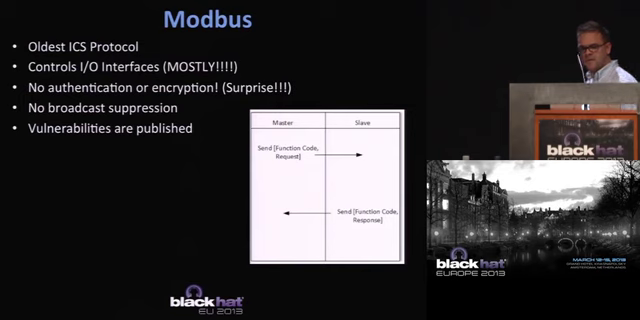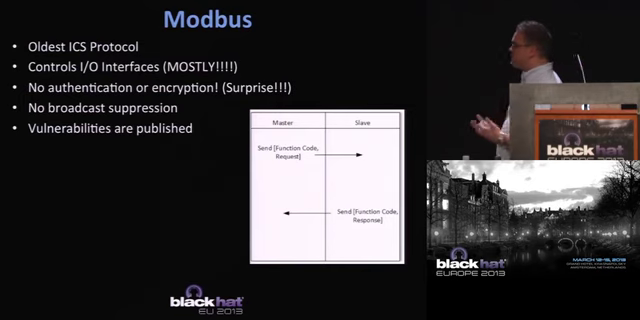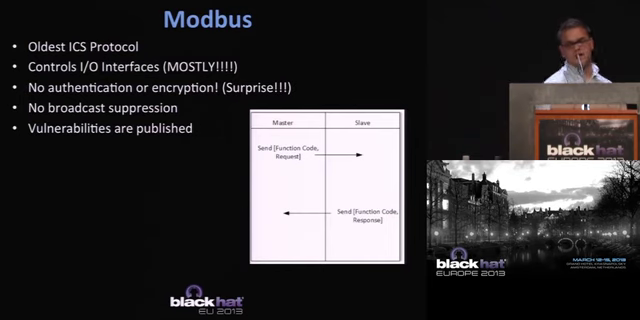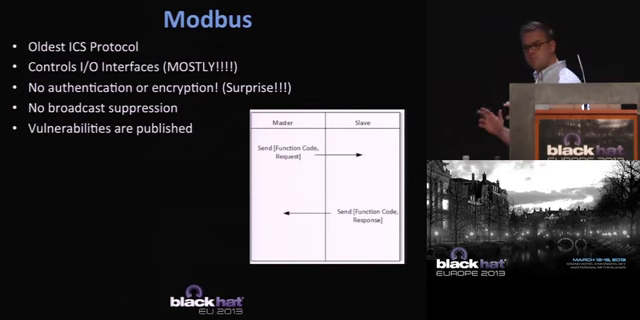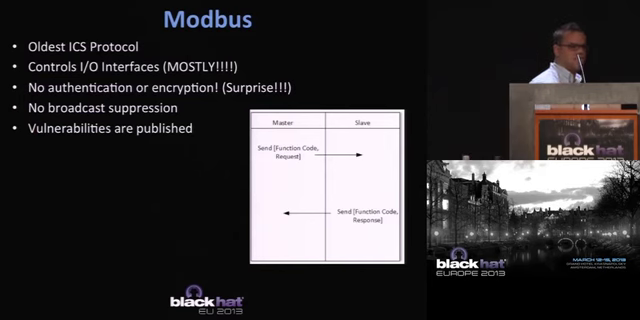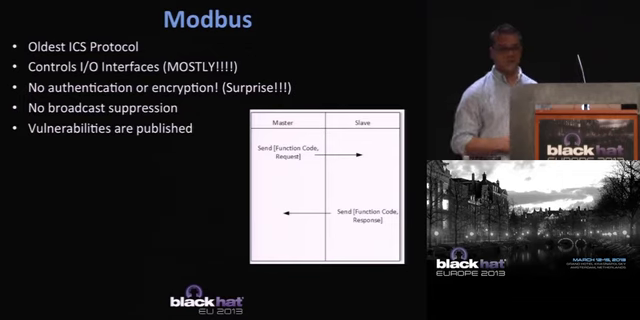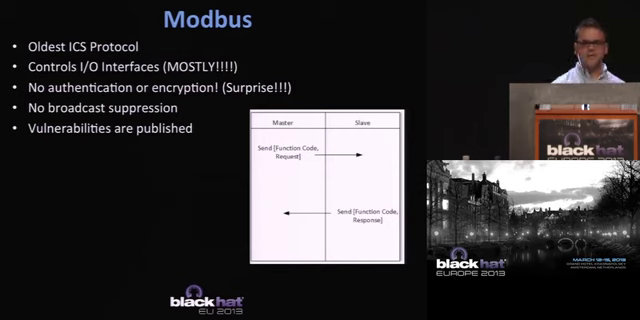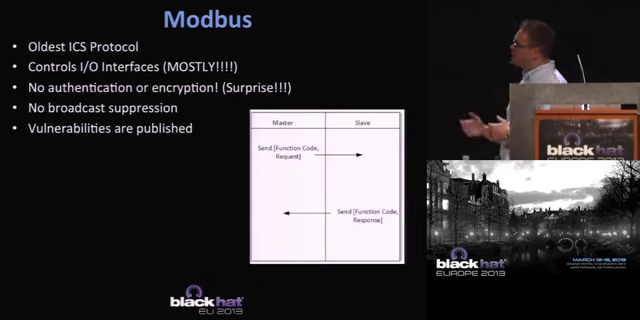Next protocol is Modbus. This is the oldest ICS protocol. It's the first real ICS protocol that you can think of. It controls input and output for different controls itself. That's mostly what it does. It does do other functionality, but most of the time it's just to control input-output. There's no authentication or encryption, no surprise there. There's no broadcast suppression, which is an interesting scenario. So if you're interested in going out onto an ICS or SCADA network and doing some sniffing, you're not going to have much of a problem there. And there are vulnerabilities published with Modbus as well.